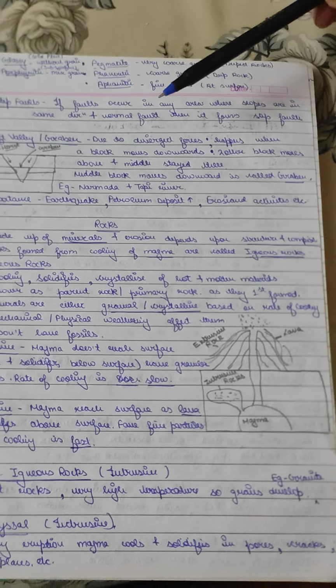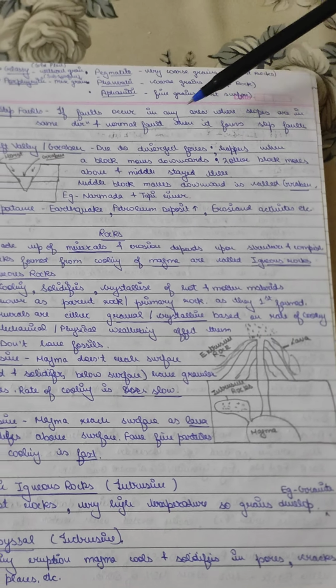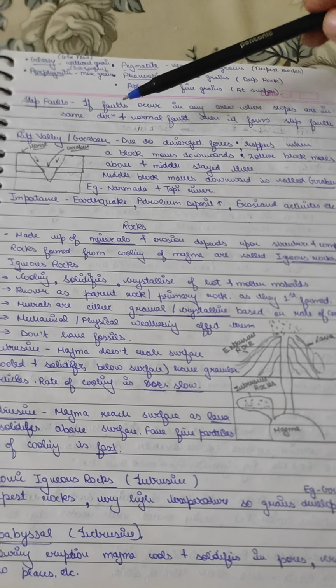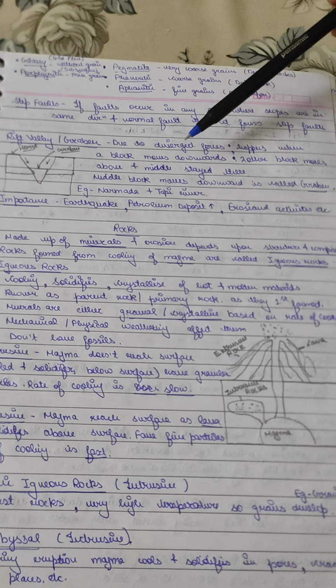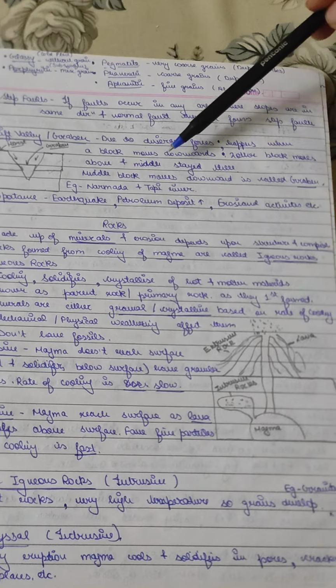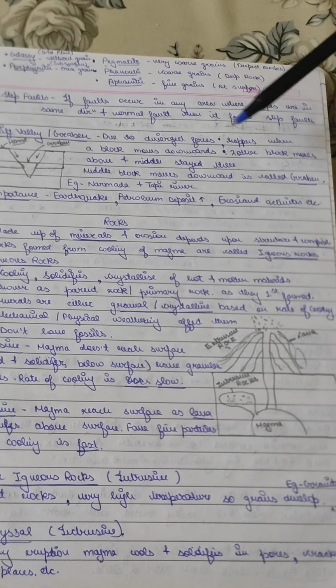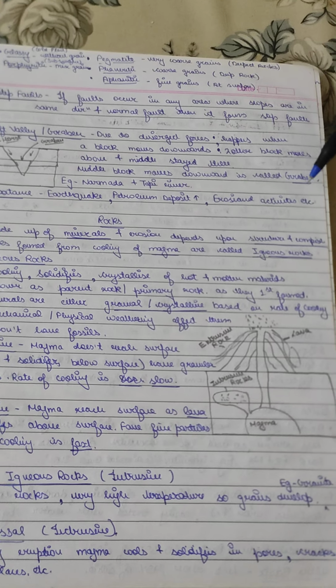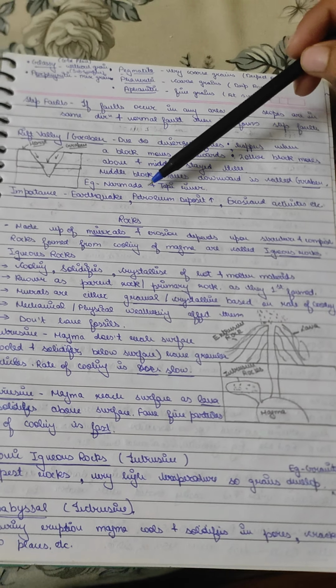Step folds occur in any area where slopes are in the same direction. A normal fault then forms a slope fault. Rift valley: due to divergent forces, it happens when a block moves downward while the two other block masses on either side stay there. The middle block that moves downward is called a graben. Example: the Narmada and Tapi rivers.